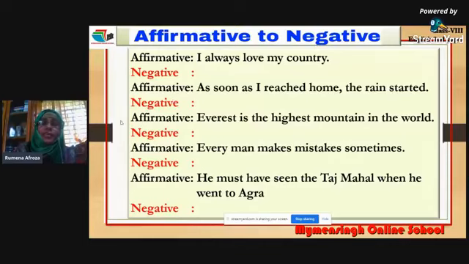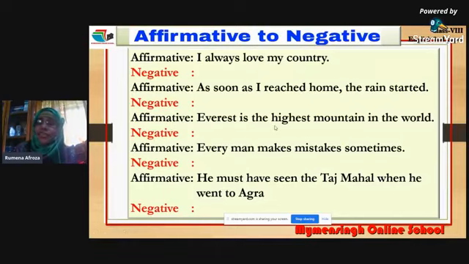And the next sentence: As soon as I reached home, the rain started. So what will be the answer? As soon as, what words will be used? No sooner had I reached home, comma, instead of comma, then will be used: then the rain started.